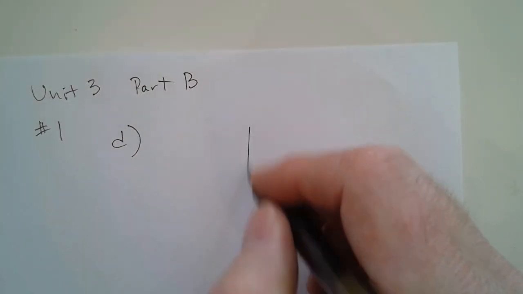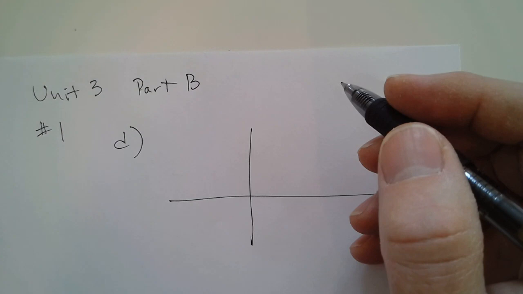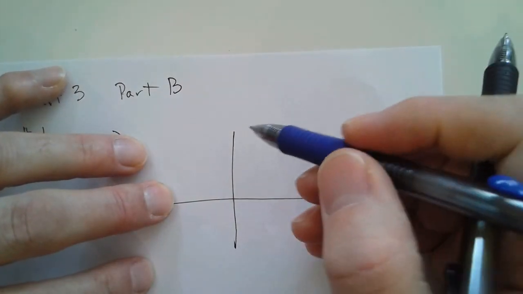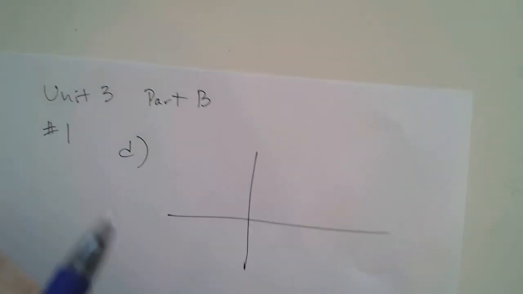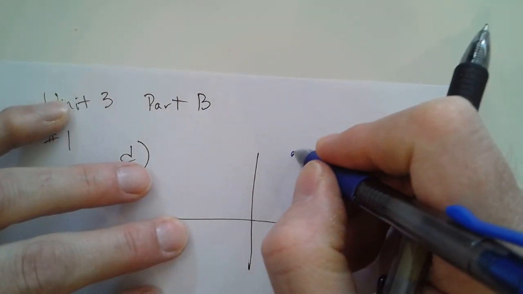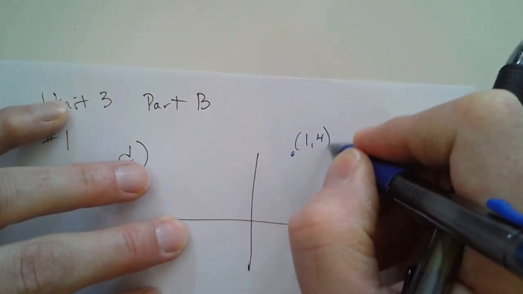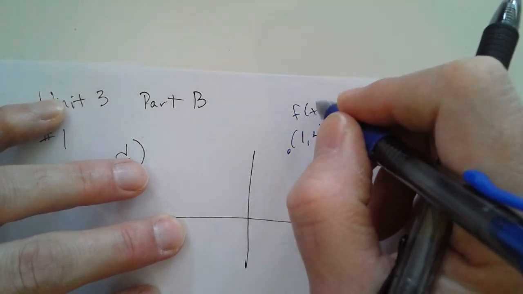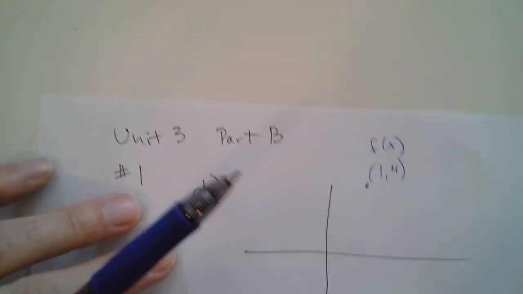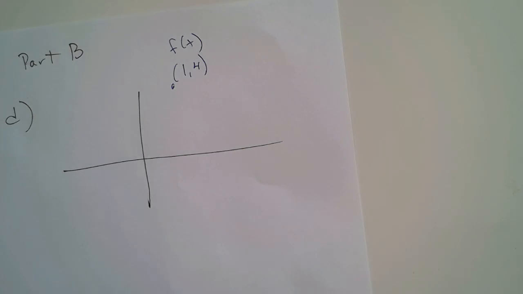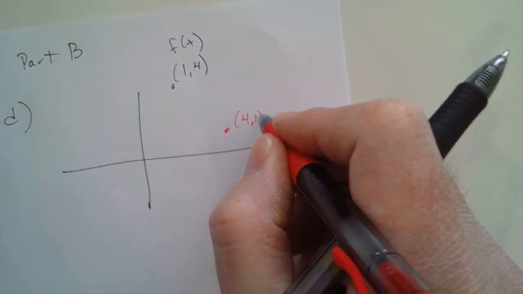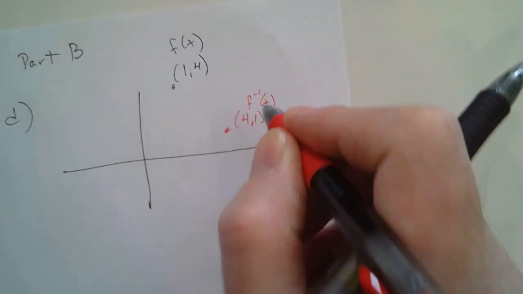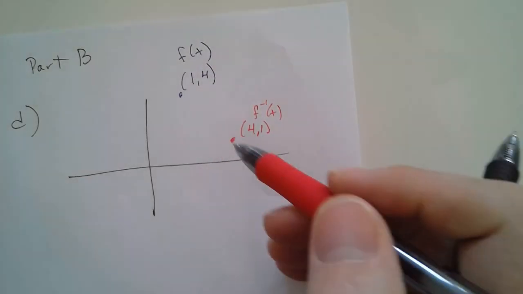If you have a function and an inverse, so let's say I have a point 1 comma 4 on my function, then the inverse would also have the corresponding point 4 comma 1. So that's f inverse of x, because the domain and range switch.